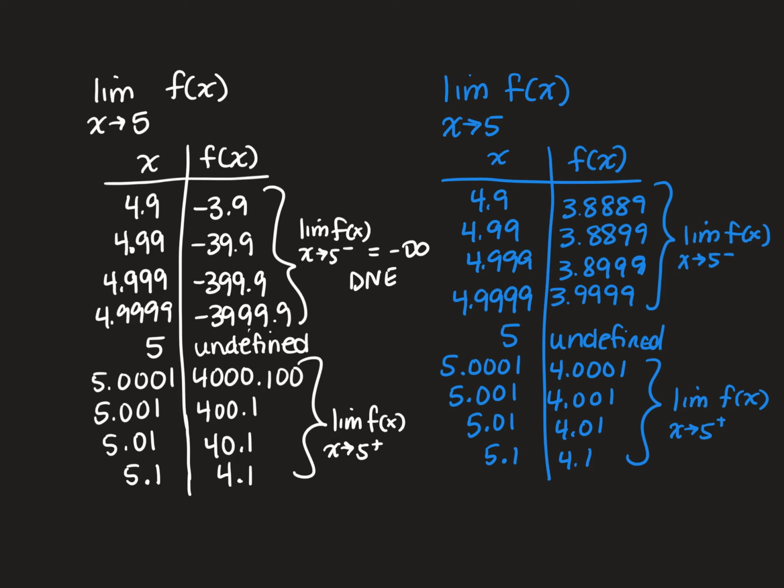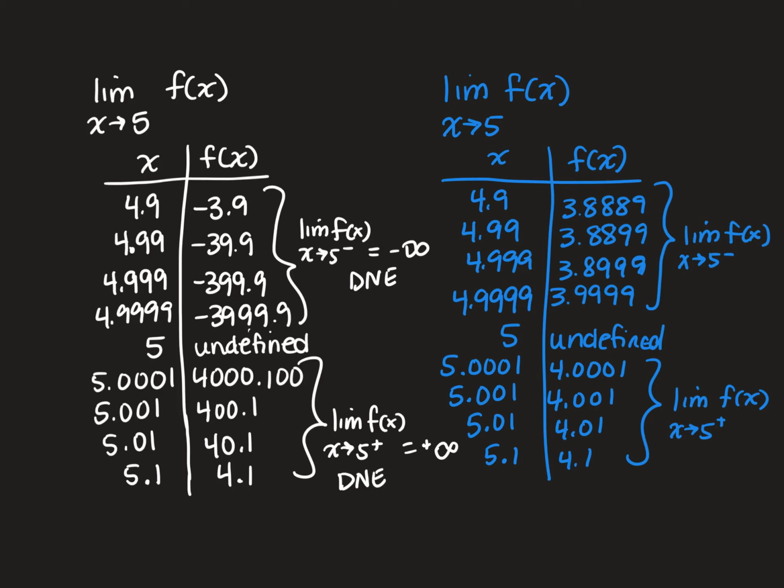From the right of 5, as we get closer to 5, what we see again is that the output is just increasing and getting larger and larger, in which case, because these are large positive numbers, we would say that it's approaching positive infinity.